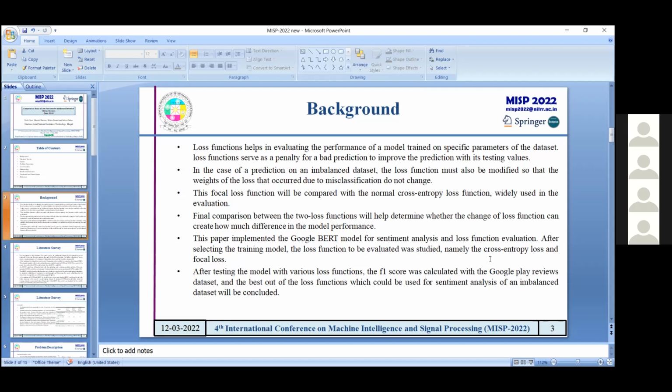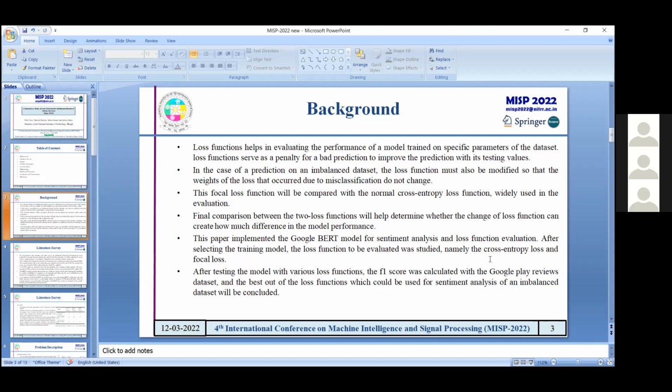This focal loss function will be compared with the normal cross entropy loss function, which is widely used in the evaluation. The final comparison between the two loss functions will help determine whether changing the loss function can make a difference in model performance. This paper also implements the Google BERT model for sentiment analysis and loss function evaluation.